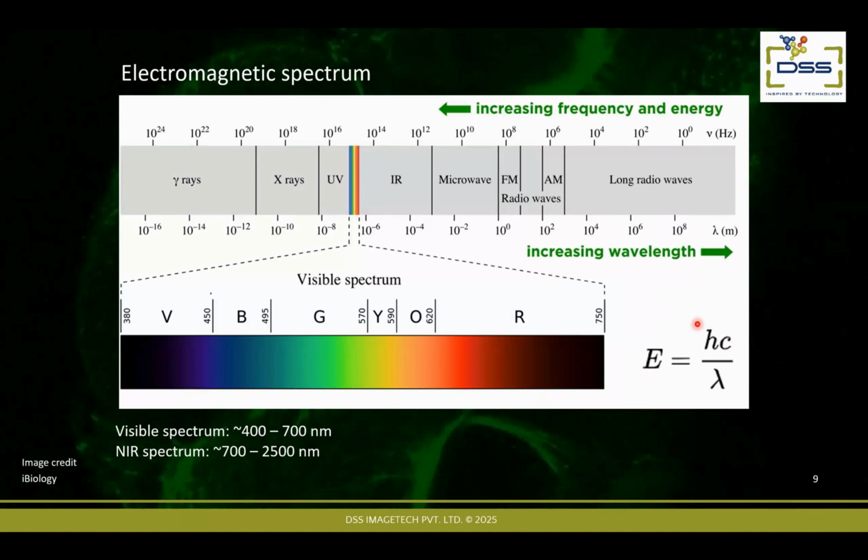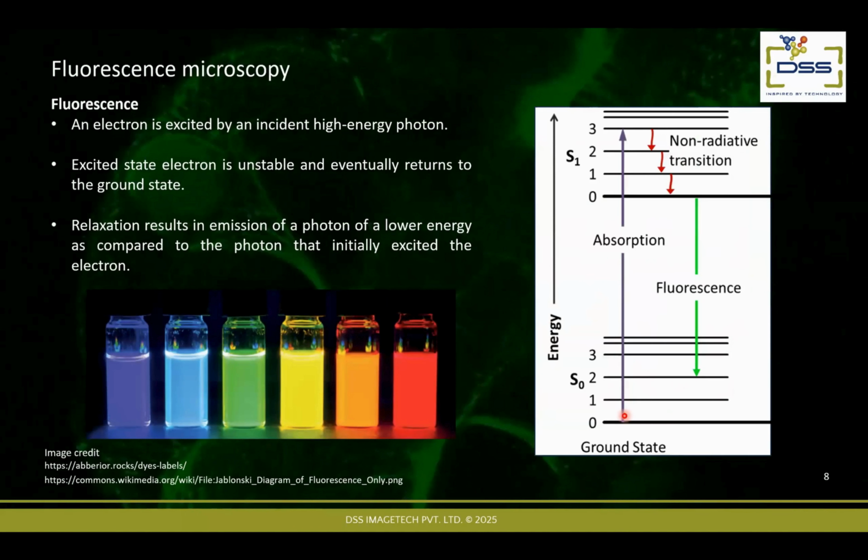And here, one important formula to keep in mind is that energy is inversely proportional to the wavelength. So a higher wavelength has lower energy, and a lower wavelength has higher energy. That is the reason why blue light, which is of lower wavelength but higher energy, is used for absorption, and the emission, which is of a lower energy, has higher wavelength.